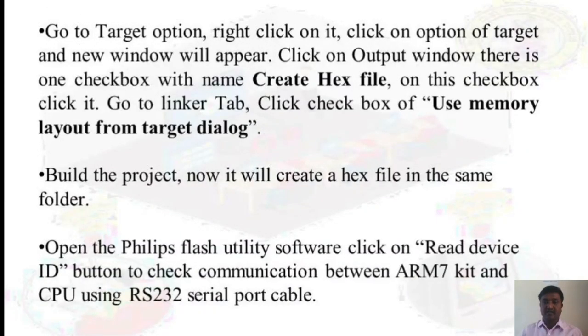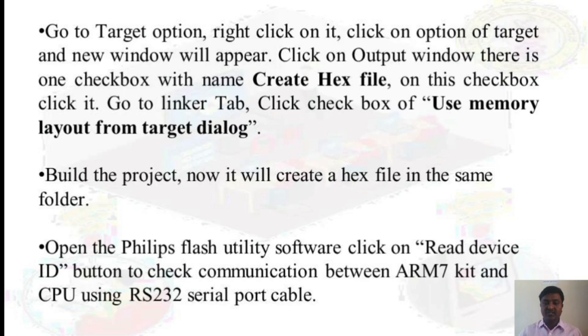Go to target, right click on it, click on options for target and a new window will appear. Click on the output tab; there is one checkbox with the name create hex file. Click on this checkbox, go to the linker tab, and click the checkbox use memory layout from target dialog. Build the project, and now it will create a hex file in the same folder.